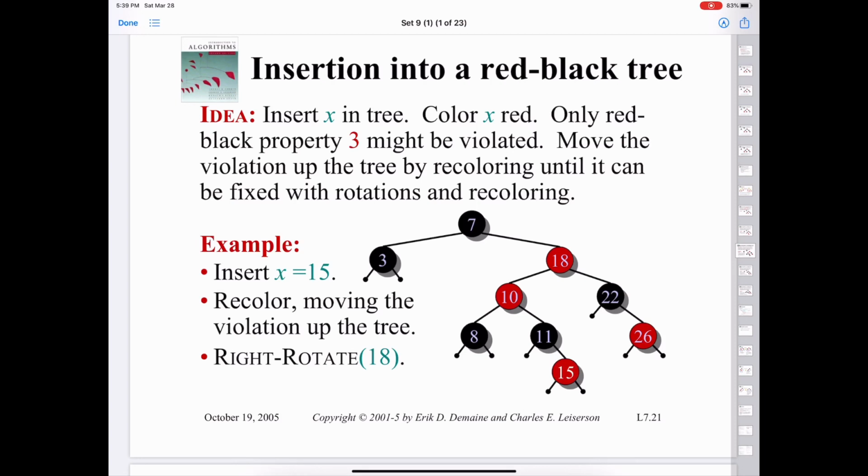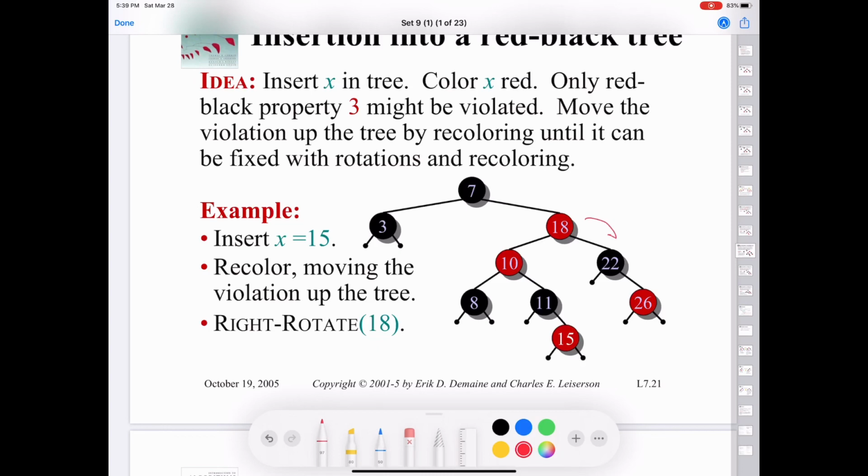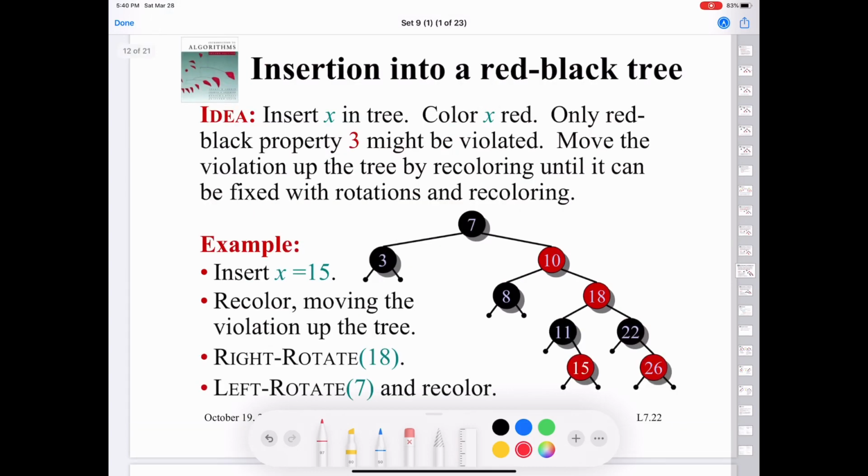Now, the parent of 10, which is 18, is at this present moment red, and you cannot have that. So one way to fix that is to right rotate 18. So 18 is going to come down here and 10 will move up here. So this is how it will look.